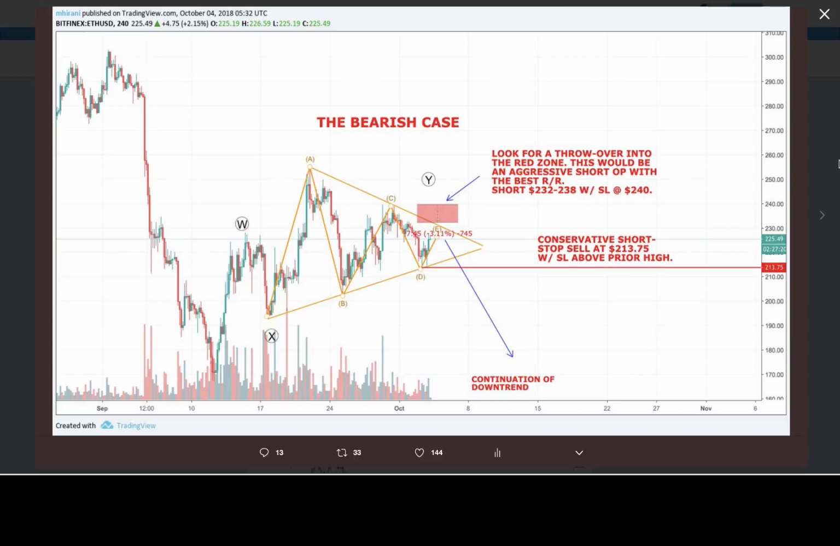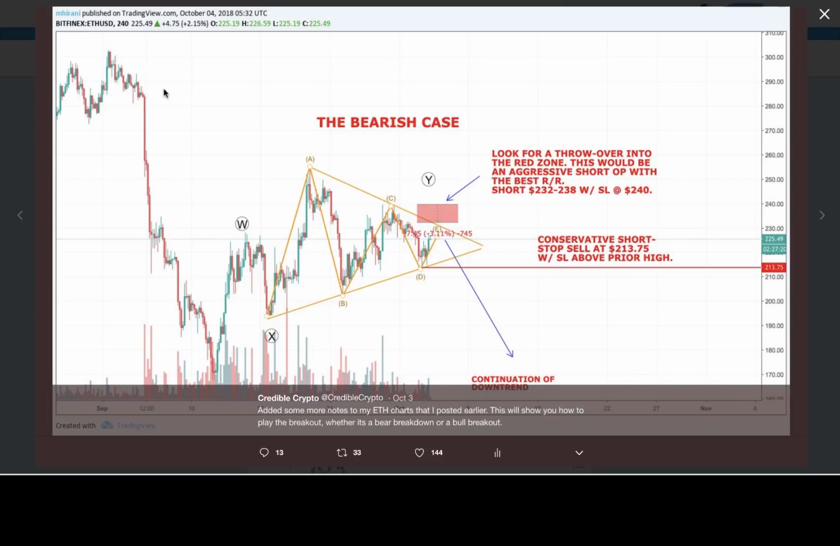So looking at the Ethereum chart, the same situation happened. My last major short, as you guys may be aware, was at 270. I shorted Ethereum at 270, and we saw this massive dump. This I believe to be the first major wave down of a new 5-wave structure down.